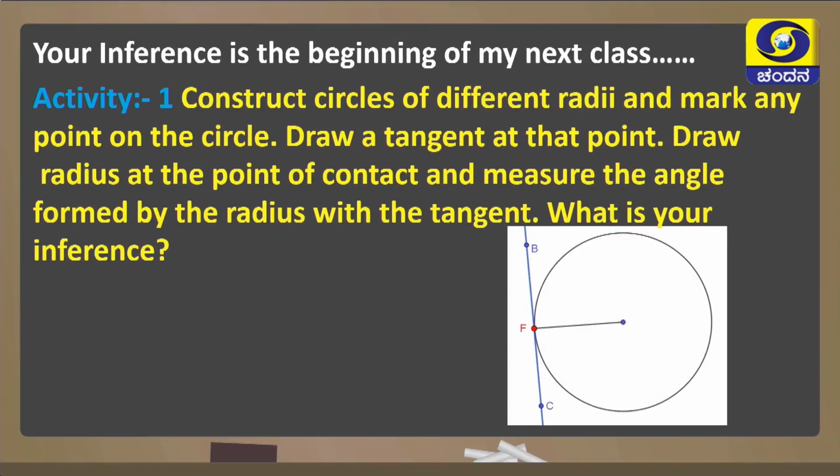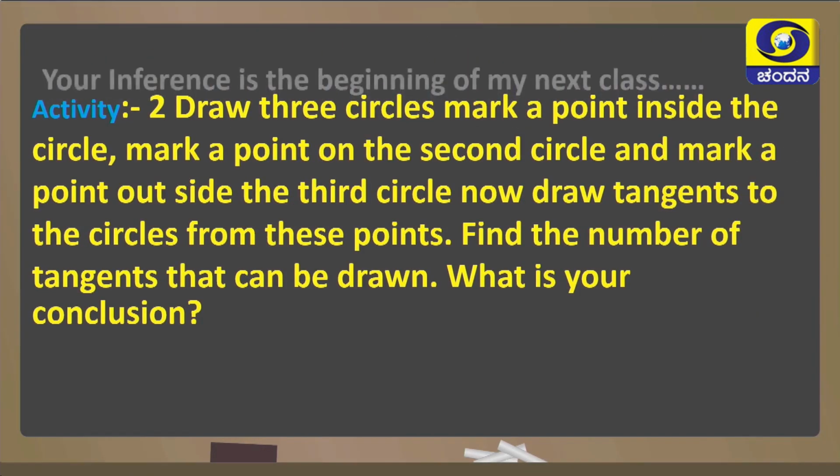So, the activity will look like this. This is one example picture. I am showing how I marked point P on the circle and I have drawn the tangent. You have to measure the angle between that radius and the tangent at the point of contact P. Okay. So, one more activity I am going to give you is: draw 3 circles.